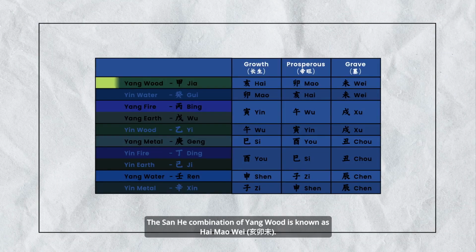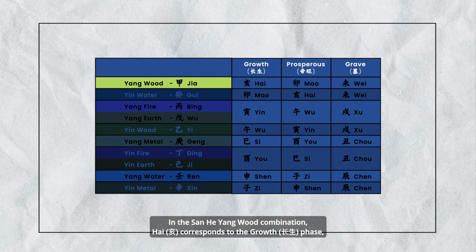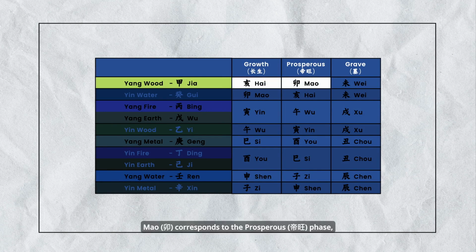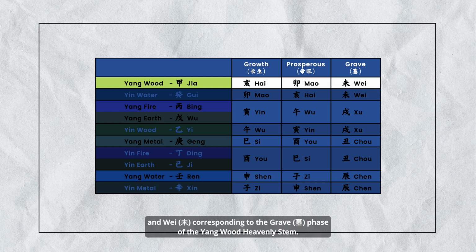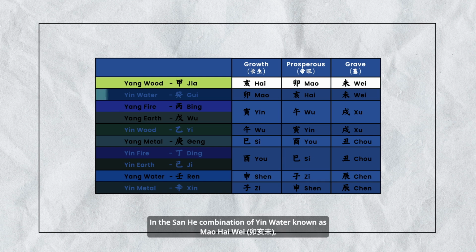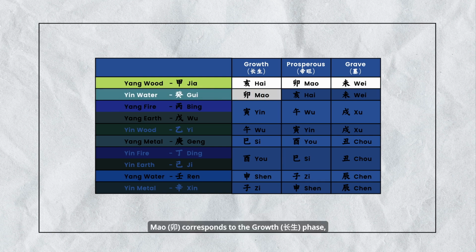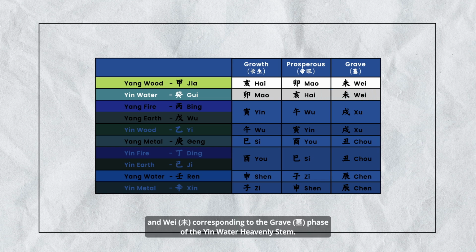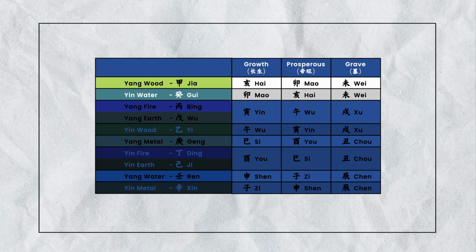The Sanhe combination of Yang wood is known as Hai, Mao, Hui. In the Sanhe Yang wood combination, Hai corresponds to the growth phase, Mao corresponds to the prosperous phase, and Hui corresponds to the grave phase of the Yang wood heavenly stem. In the Sanhe combination of Yin water, known as Mao Hai Hui, Mao corresponds to the growth phase, Hai corresponds to the prosperous phase, and Hui corresponds to the grave phase of the Yin water heavenly stem.